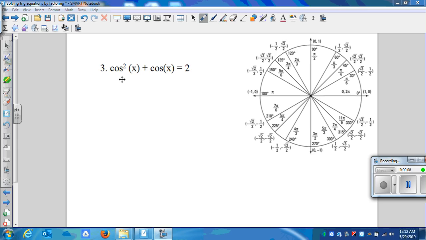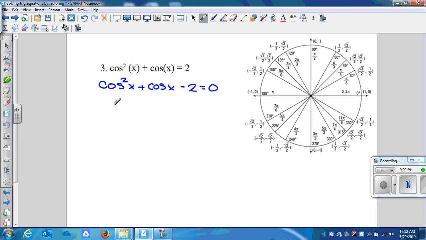Number 3, cosine squared x plus cosine x equals 2. This is a quadratic, so I'm going to go ahead and set it equal to 0. I'm going to subtract this 2 from both sides. So I've got cosine squared x plus cosine of x minus 2 equals 0.